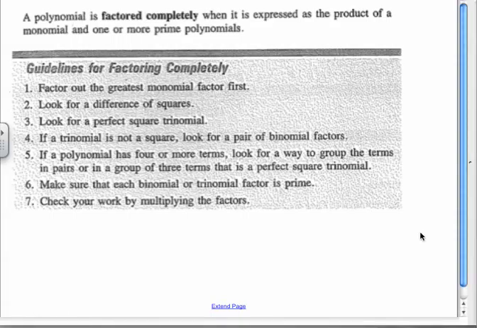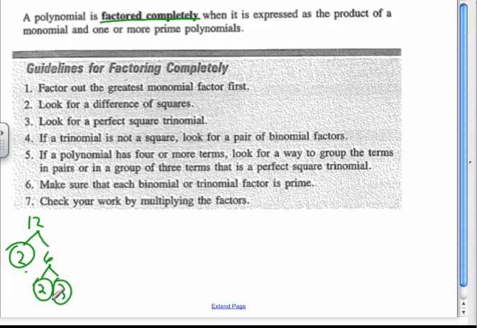Okay guys, now in the second part of this introduction, it says a polynomial is factored completely when it is expressed as the product of a monomial and one or more prime polynomials. Okay, so we're just trying to break this thing down as much as we can. Like breaking down the number 12. 2 times 6, that's prime, I'm done. But this can be broken down again to 2 times 3. Now all of these things are prime. It's sort of like we're doing a factor tree for polynomials.